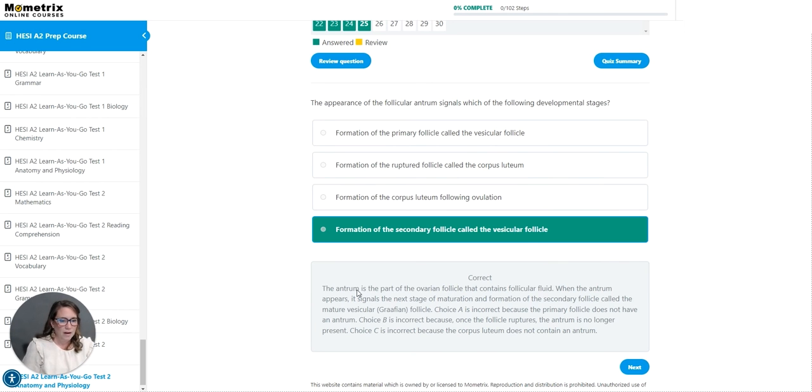Our answer here: the antrum is the part of the ovarian follicle that contains the follicular fluid. When this antrum appears, it signals the next stage of maturation and formation of the secondary follicle called the mature vesicular follicle. So choice A is not correct because the primary follicle does not have an antrum. Choice B is incorrect because once that follicle ruptures, the antrum is no longer present. And C is incorrect because the corpus luteum does not contain an antrum.